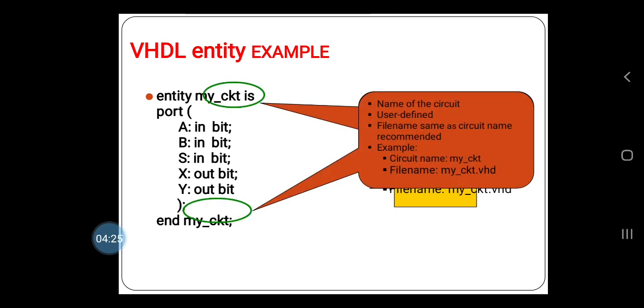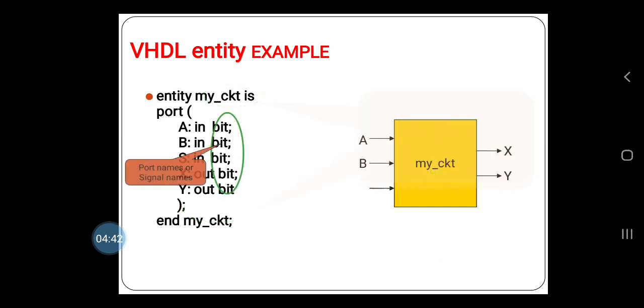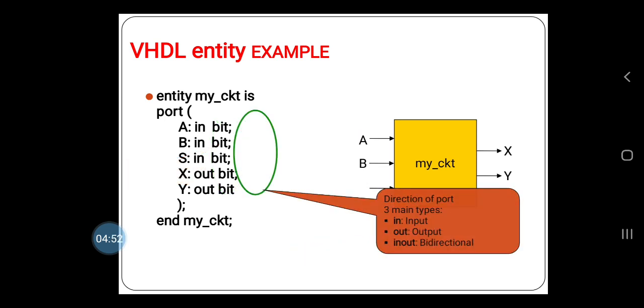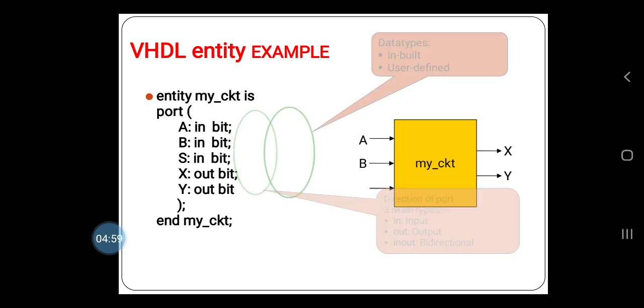So here you can see my circuit. It is the name of the circuit. It is user defined. File name same as circuit name. Example circuit name my circuit, file name my circuit v.vhd. Then the port names or the signal names and the direction of the port in out is shown.